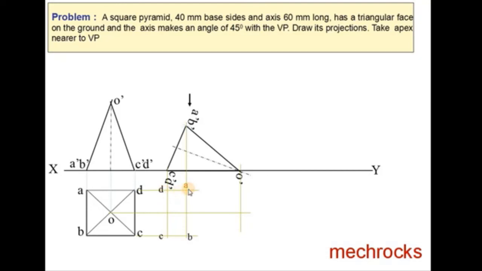Next is O also. Next is AB, BC, CD, DA. Next is O with A, and O with B, O with C, O with D. Like this. This is the top view.